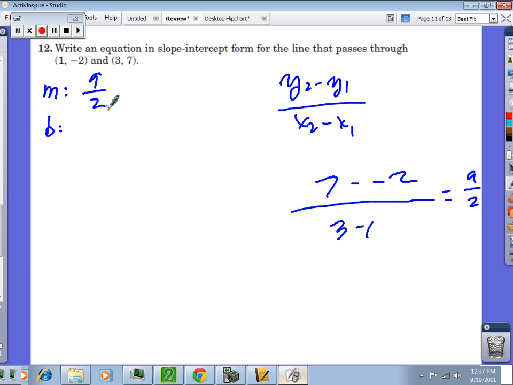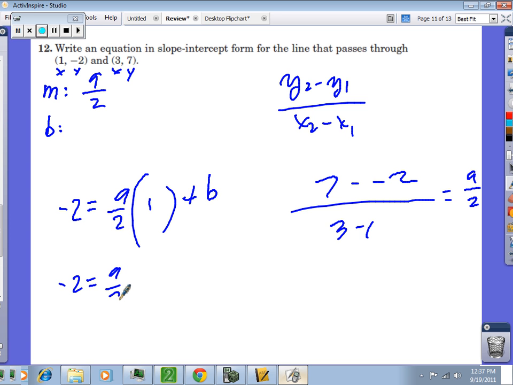You've got 2 points to choose from. They gave you a x, a y, a x, a y. I'm going to use this first one. So I'm going to plug negative 2 in for y. Negative 2 equals m times x 1 plus b, 9/2 times x 1 plus b. So it's this. A negative 2 equals 9/2 plus b.